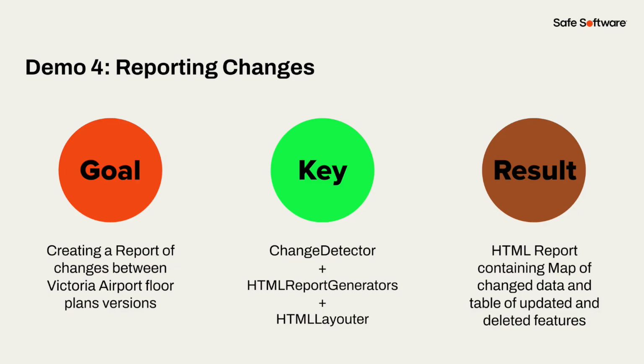I will be demonstrating how to create a report of changes between two versions of Victoria Airport floor plans, which the Victoria International Airport allowed us to use for this demonstration. The key is to use ChangeDetector, HTML report generators, and HTML layout order transformers, which results in the ability to create an HTML report with specific layout order of two tables and a map containing the change data.